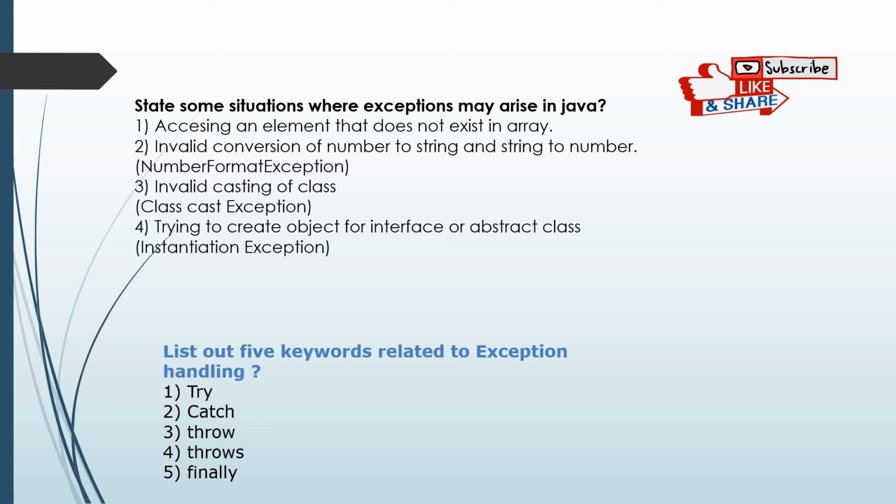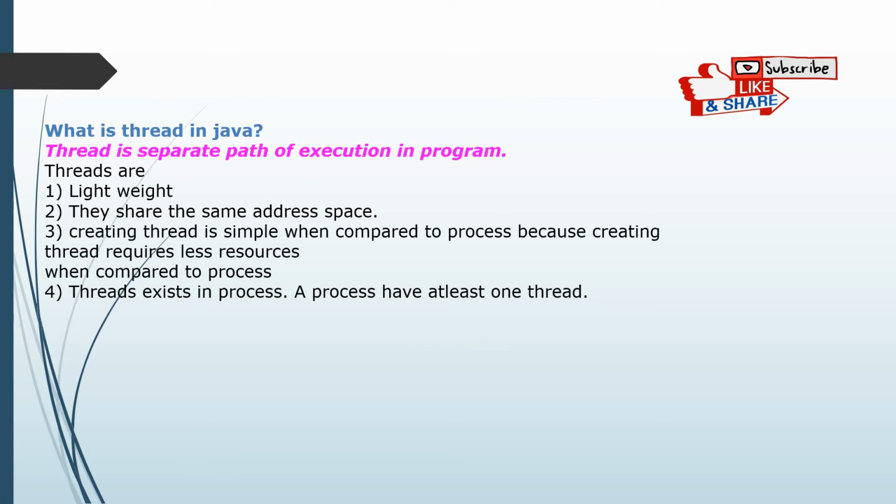So yeah, what is a thread in Java? Threads are very lightweight. They share the same address space. Creating a thread is simple when compared to a process. Creating a thread requires fewer resources when compared to a process. Threads exist in a process. A process has at least one thread.